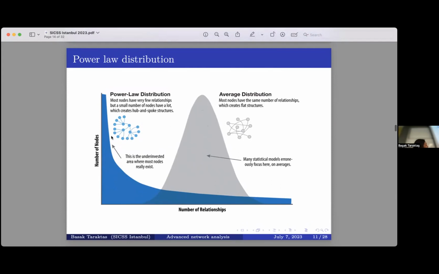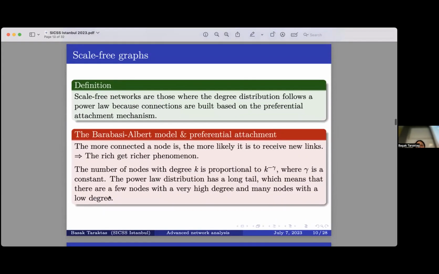What is interesting here is that there are lots of observations that have small values, whatever those values are. In our case, that's the network. So we're going to talk about the number of relationships, but the idea behind the power law is this: you have lots of observations with small values, and few with large values.